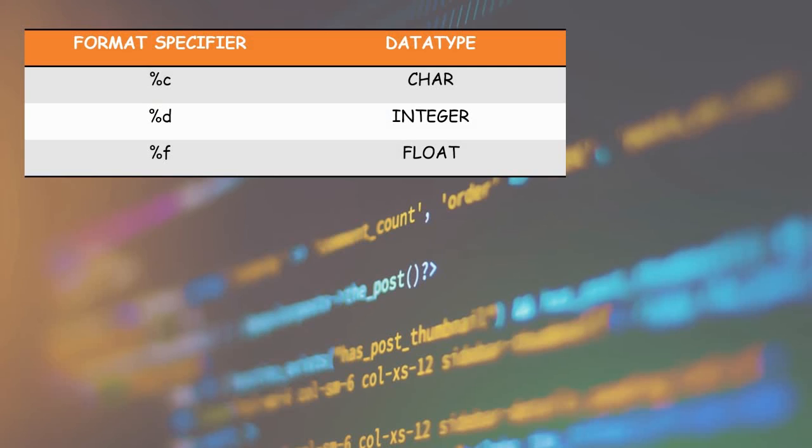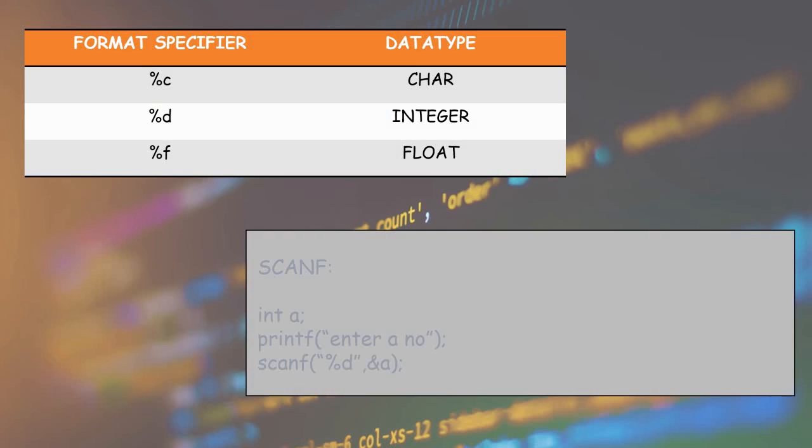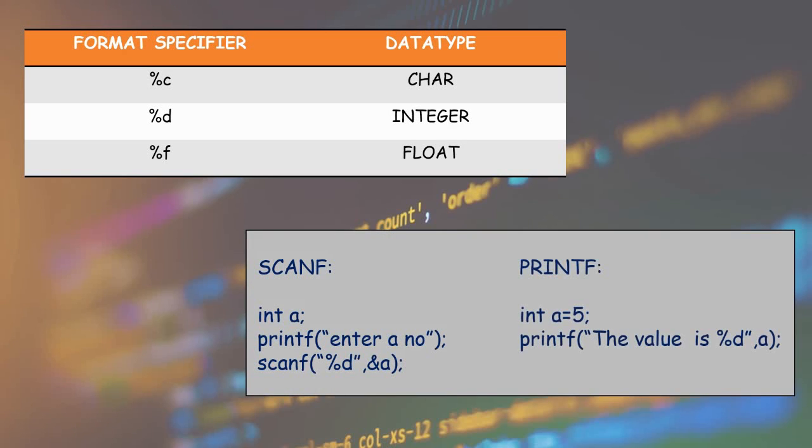So these are the basic format specifiers for the character, integer and float types, and for the further data types I will be discussing in further videos. As I said before, these are examples of how to use format specifiers in printf as well as in scanf.